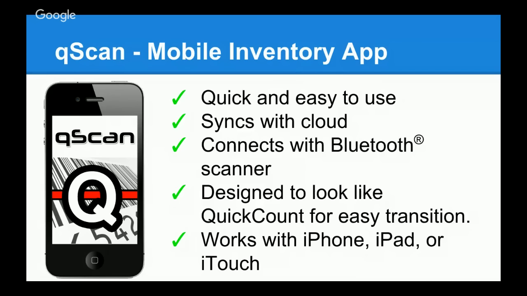That way it would send it right through the cloud. Then you would take the scanner, go out, count everything you said you were going to count. When you're done, it sends the information back through the cloud, right into Bookstore Manager. It'll give you your variance report and everything. So it's very quick, very easy to use.